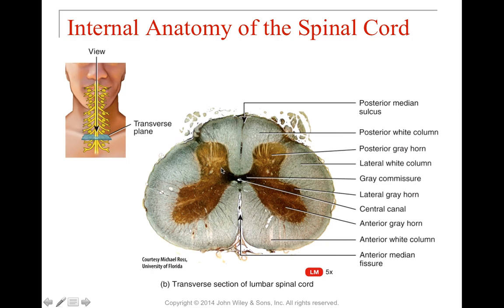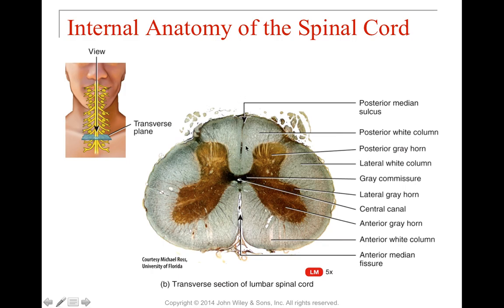So if we're looking at the posterior region, the posterior region is in the back. That's going to be the lower part of the butterfly, the posterior gray horn. The anterior region is this anterior gray horn right here. And then we also have a lateral gray horn, which is going to be servicing the lateral region of the spinal column. And we also have, again, that white matter.